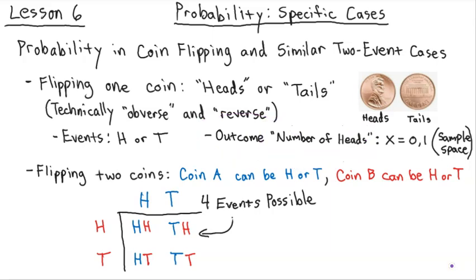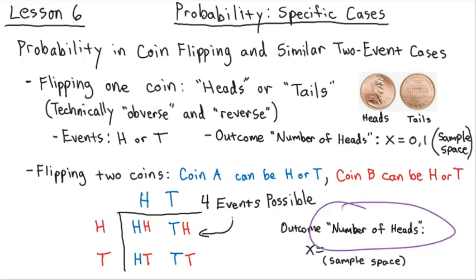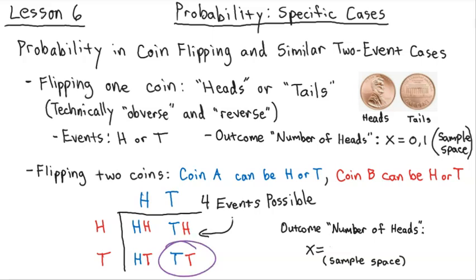Let's do the same thing for flipping 2 coins. So if we call our outcome number of heads, we can look here and we can see, okay, well, in this outcome right here, 2 tails, that's 0 heads. So that's 0, that's one possibility. Let's draw that a little bit smaller.